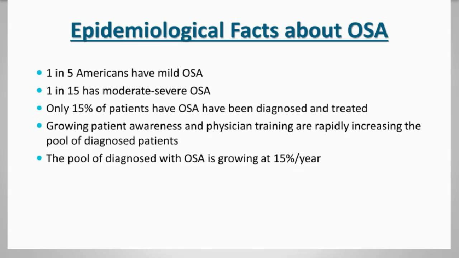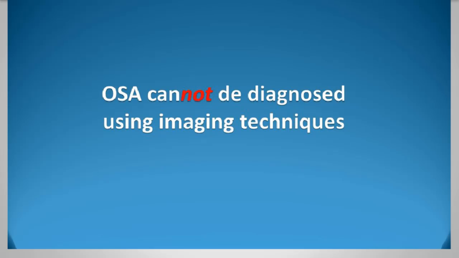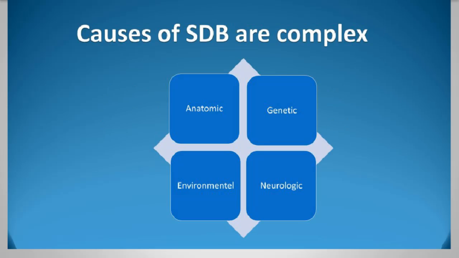So we're going to talk about imaging today and the role that imaging plays in the screening of airway-related problems such as obstructive sleep apnea. But I want to make it very clear that obstructive sleep apnea cannot be diagnosed using any kind of imaging modality. However, obstructive sleep apnea and sleep disordered breathing have a strong anatomic component. There are other components which are very complicated, but we will be focusing on the anatomic component of obstructive sleep apnea. And that's where imaging can play a critical role.